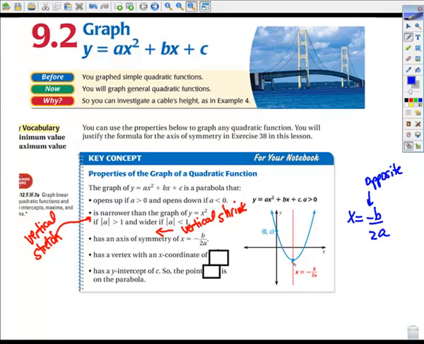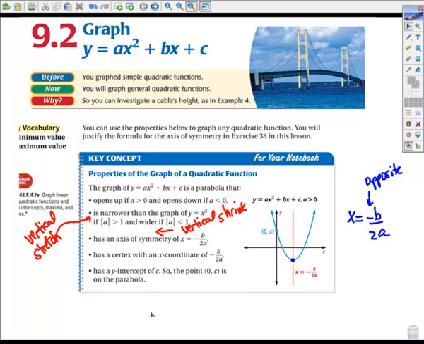And then the vertex, this maximum or minimum point here, if it opens up, then it has a minimum point. The x coordinate of that is actually the same as the axis of symmetry. So the x coordinate is the opposite of b over 2a. And then to find the y, you would plug the x value into your equation and then get the y. And then the y-intercept, lastly on here, is the c. And so it's going to have the point 0, c. So the y-intercept is 0, c.